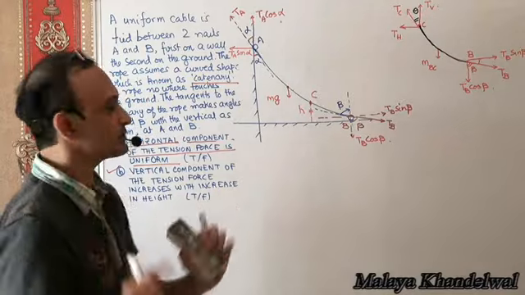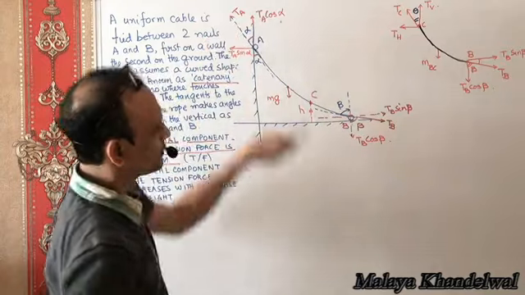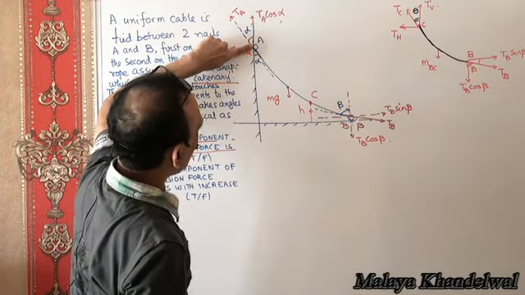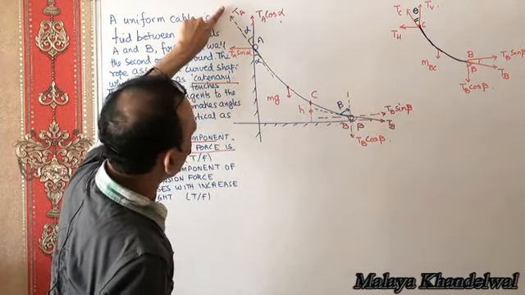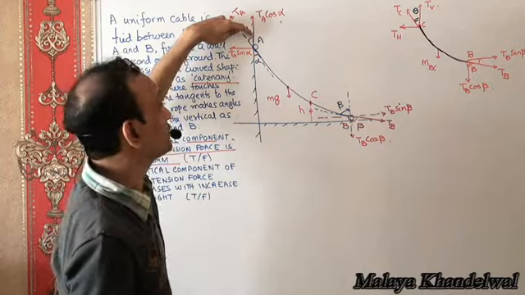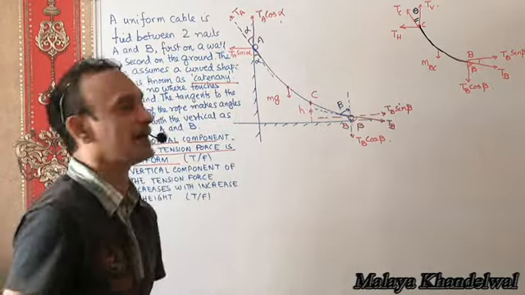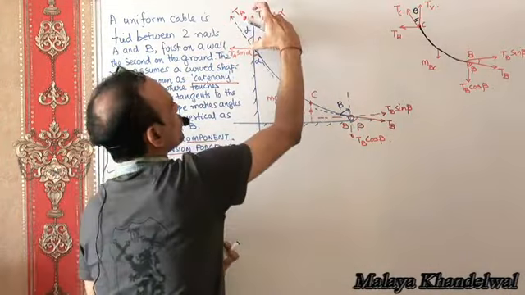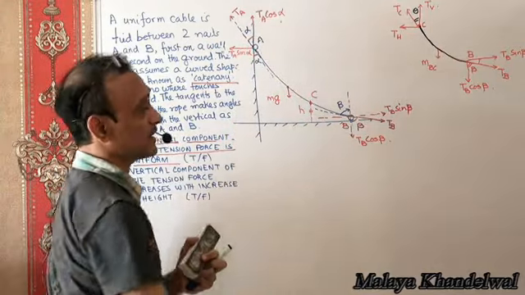So first of all, let me draw the free body diagram of AB, right? Now at A, there is a tension. I'm drawing the free body diagram at A of AB. At A, there is a tension TA that makes an angle alpha with the vertical. The tension will always be along the tangent. TA could be resolved vertically as TA cos alpha and leftward horizontally as TA sin alpha.